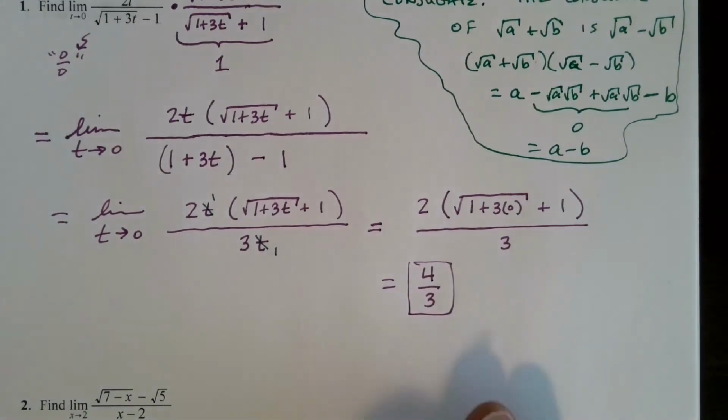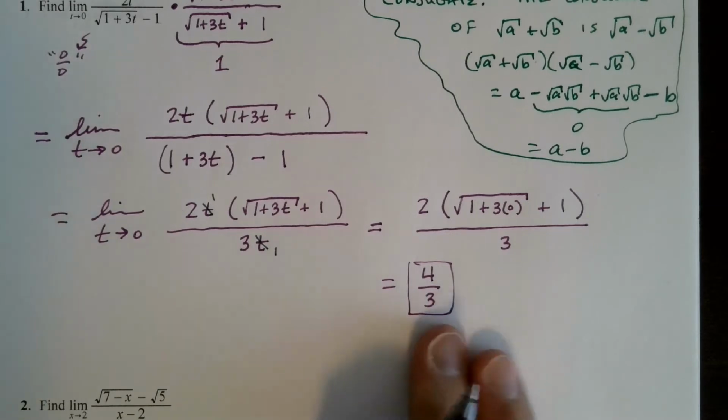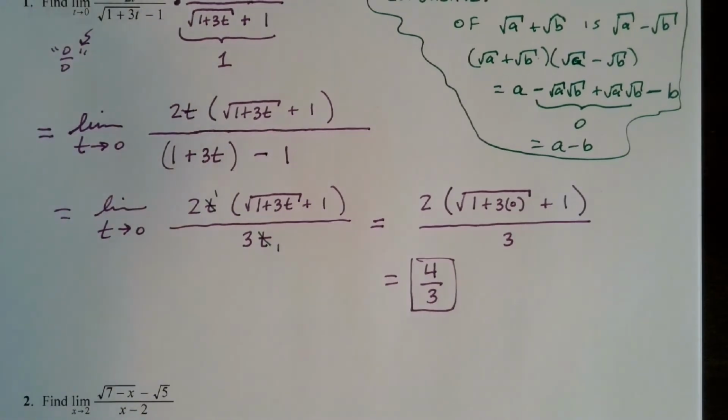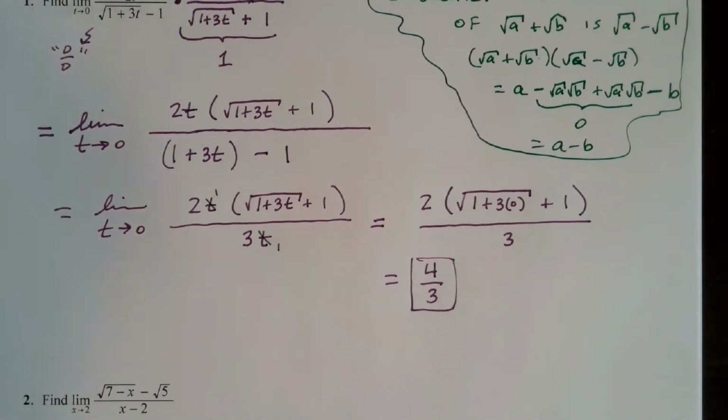By the way, for improper fractions like 4/3, leave them like that. Don't write this as 1 and 1/3. Don't use mixed numbers. Don't approximate this as 1.3 or 1.33 or 1.333. Leave it as an improper fraction. Okay.